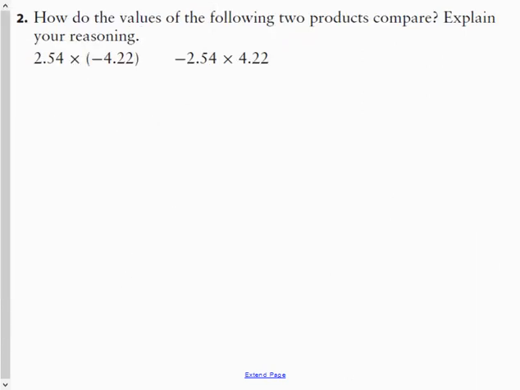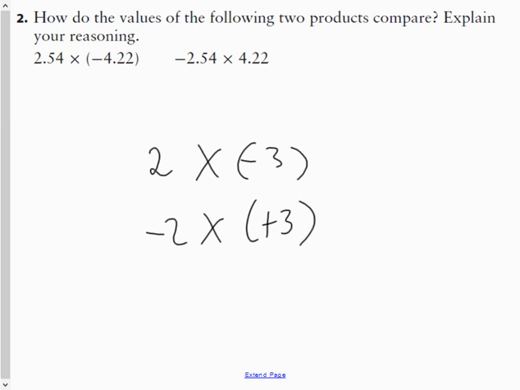Your second question, how do the values of the following two products compare? The answer for this is they're going to be the same, because if I take, let's just make it a simpler question, if I took this question and said, what is the product of these going to be? So how I would solve both of these is I would ignore the integer signs and say, what's 2 times 3? It's 6. What's 2 times 3? It's 6. Opposite integer signs, both of them are going to be negative.